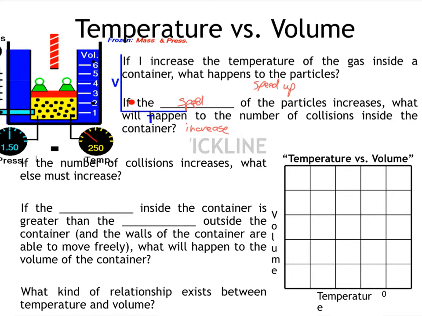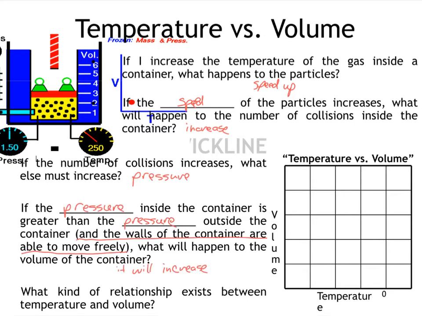So basically, as the particles speed up and have more collisions, which increases the pressure, then they're going to move the ceiling up. All those collisions will make the ceiling move up in the air, which also is increasing the volume of the container.